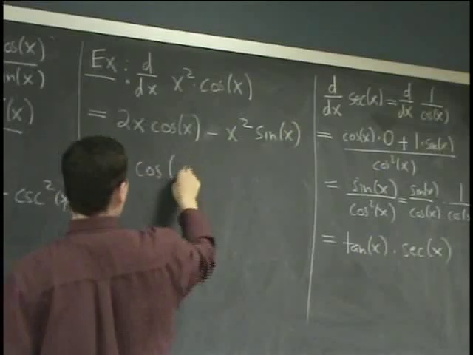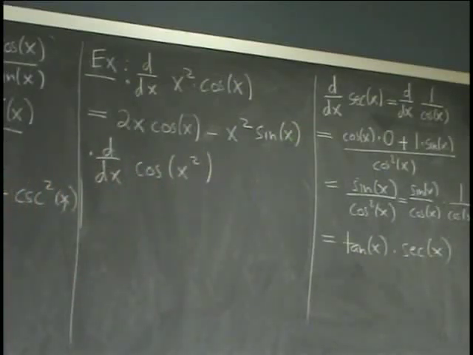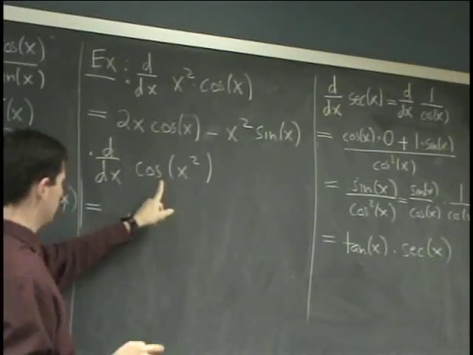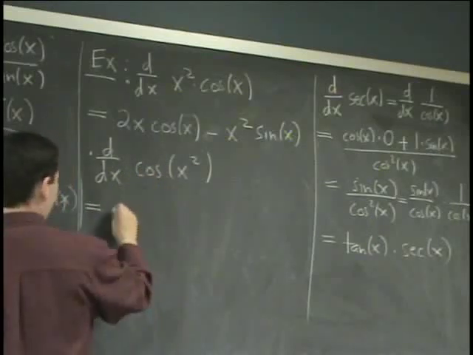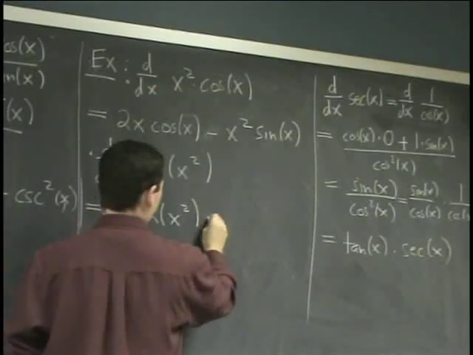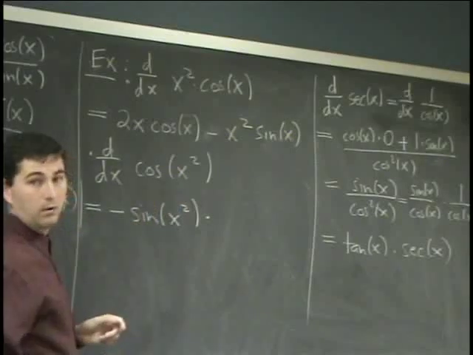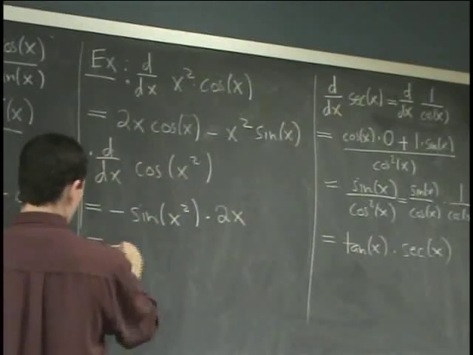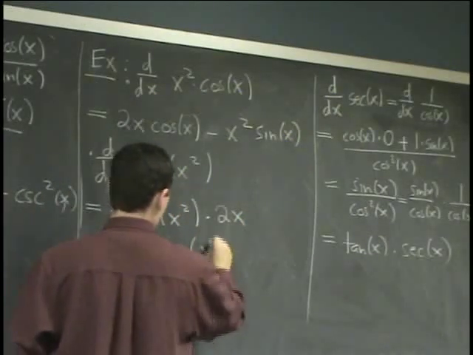What about cosine of x squared? What do I have to use for this? Chain rule, right? I have a function composed with another function. Okay, so the inside function is x squared, the outside function is cosine. Chain rule says take the derivative of the outside function applied to the inside function. So the derivative of cosine is minus sine evaluated at x squared, times the derivative of the inside function. So that's the derivative of x squared, which is 2x, or if you like, minus 2x sine of x squared.